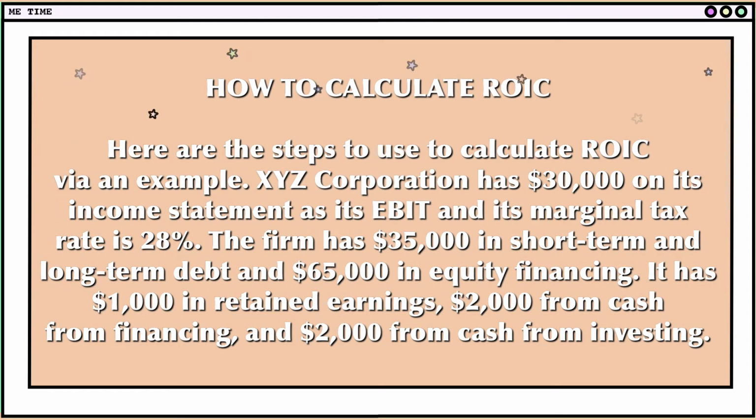Here's the example. X Corporation has $30,000 on its income statement as its EBIT, or earnings before interest and taxes, and its marginal tax rate is 28%. The firm has $35,000 in short-term and long-term debt and $65,000 in equity financing. It has $1,000 in retained earnings, $2,000 from cash from financing, and $2,000 from cash from investing.